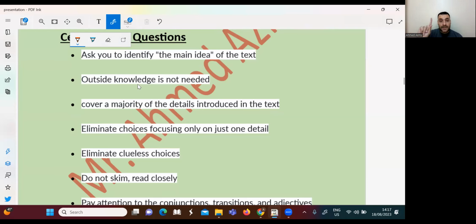Next, eliminate choices. That's why. Eliminate choices focusing only on just one detail. I need the main idea, so a choice with just one detail will not be correct. And of course, we need to eliminate clueless choices, choices that I don't have evidence for.